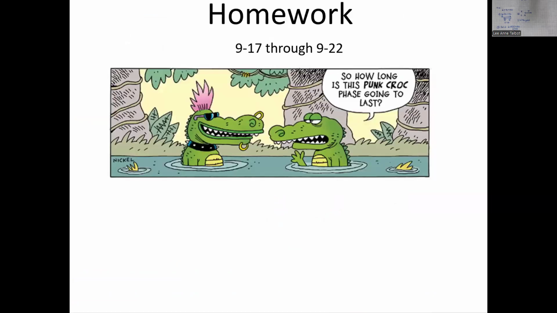Okay, homework is 17 through 22, and it says, so how long is this punk rock phase going to last? Get it? Punk rock. Okay. There you go. Please, thank you. Thank you. Oh no, I gotta do the crocodile thing because I love him. Thank you.